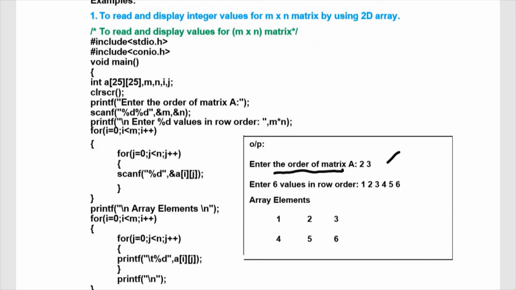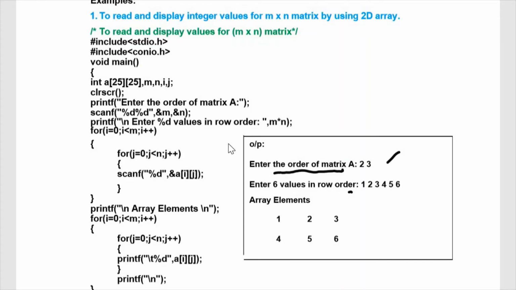So here you can see m into n is row into column, which will be substituted at the placeholder %d. So we write here: enter 6 values in row order. So the user will enter 1, 2, 3, 4, 5, 6, which we are supposed to read into the array. So here we have an m into n array.